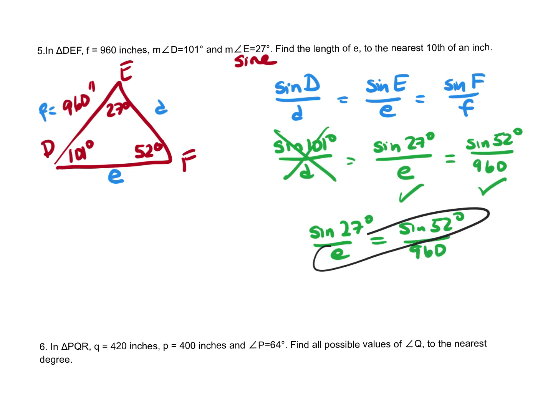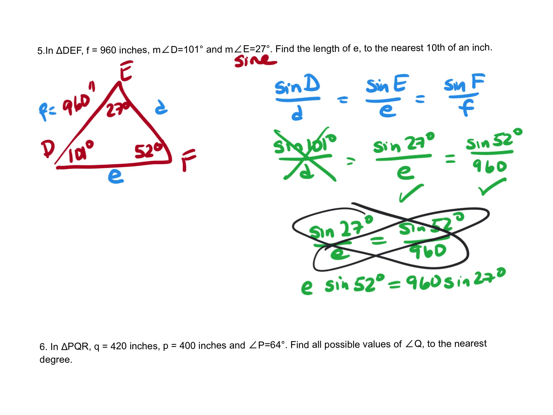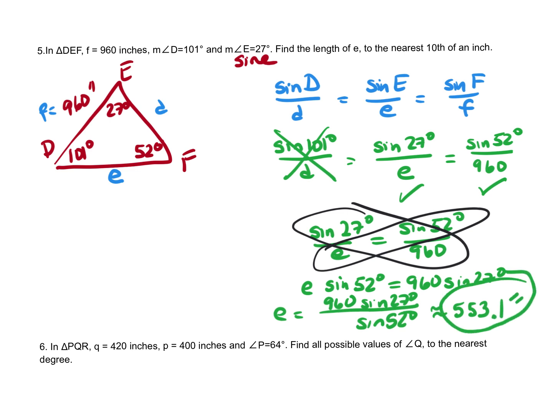So I would just cross multiply and solve. I would get e sine 52 equals 960 sine 27. And then I will simply divide, so I get 960 sine of 27 over sine of 52. Again, make sure you're in degrees. We're just going to plug it in the calculator: 960 sine of 27 divided by sine of 52. I got 553. We're going to the nearest tenth of an inch, so 553.1 inches. So that is side E.